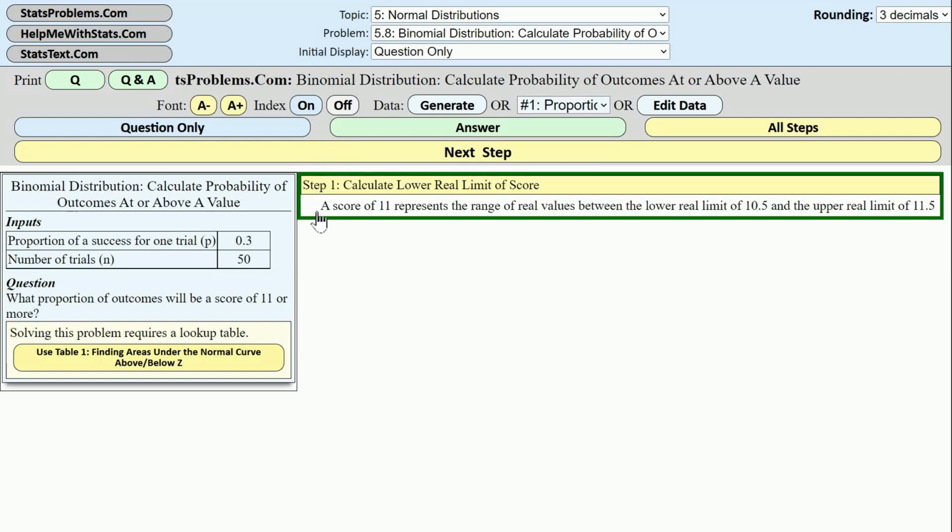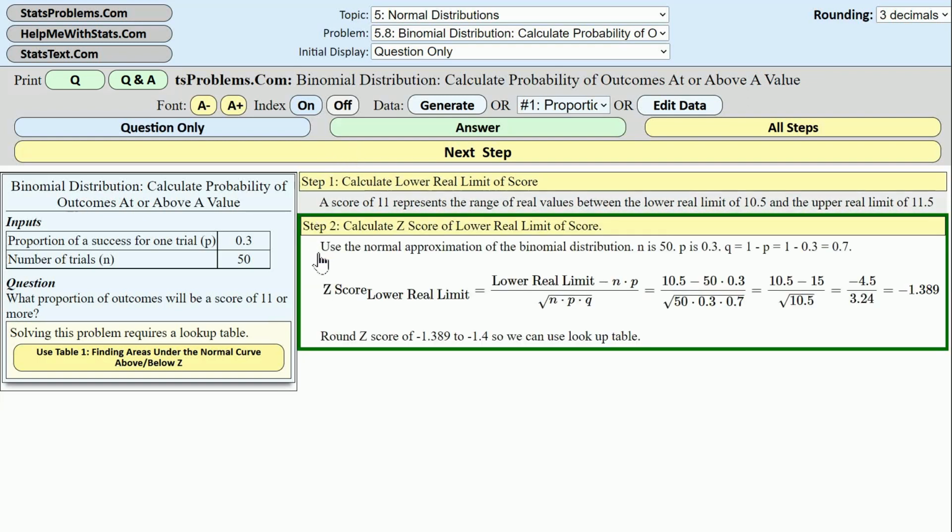In Step 1, we calculate the lower real limit. A score of 11 represents the range of real values between the lower real limit of 10.5 and the upper real limit of 11.5. In Step 2, we calculate the z-score of the lower real limit. Use the normal approximation of the binomial distribution. N is 50, p is 0.3, q equals 1 minus p equals 1 minus 0.3 equals 0.7.